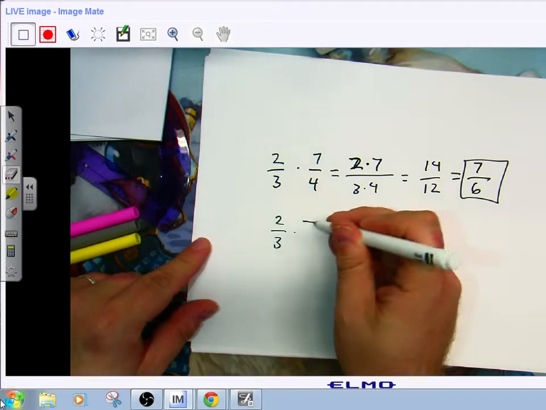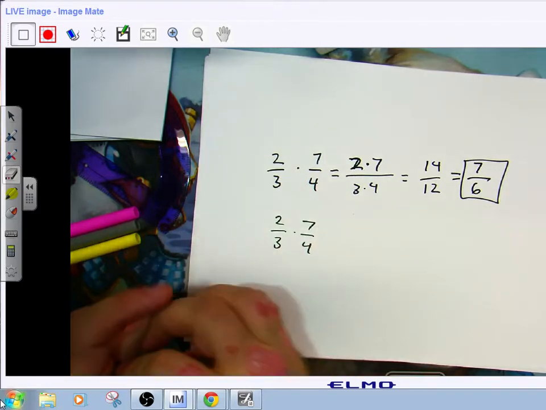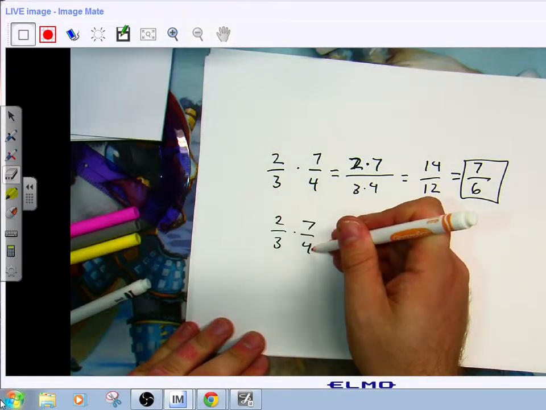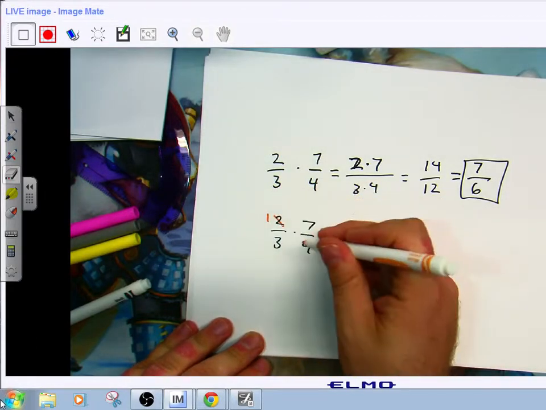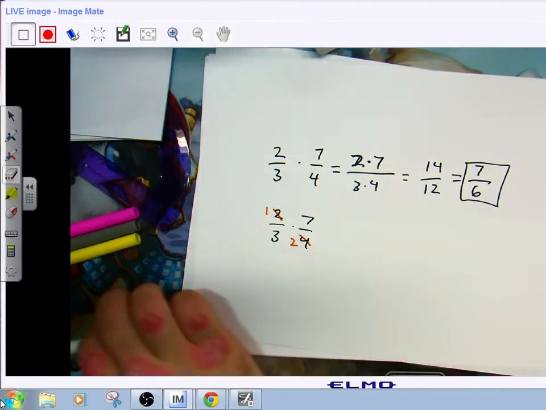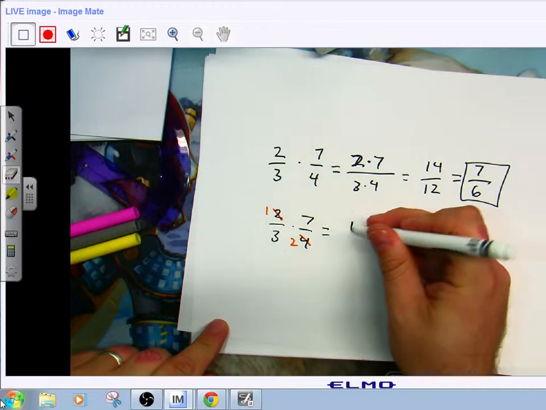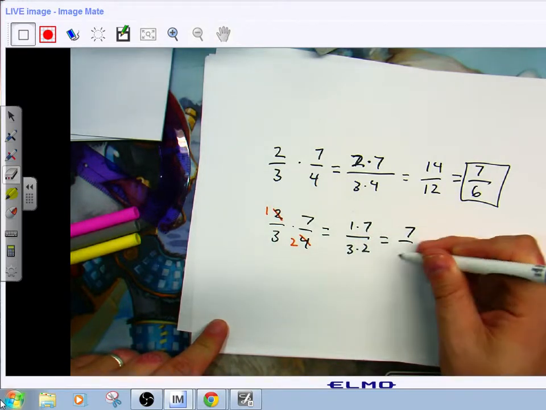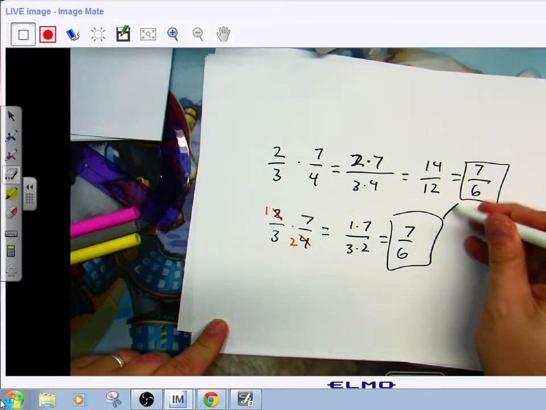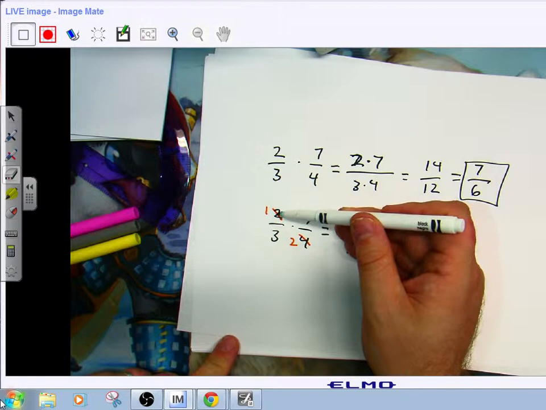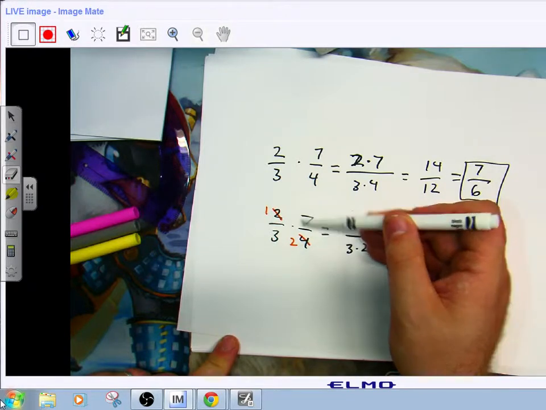Now, I can do that, but if I'm smart, if I'm sharp, I can see that I can reduce it right here. I see that 2 divided by 4, well, 2 goes into 2 once, 2 goes into 4 twice. So now I just multiply across. I have 1 times 7 over 3 times 2, so I have 7 over 6. I end up with the exact same thing as I had up here. But what I saw here is that I saw that 2 and 4 could reduce down. Yeah?